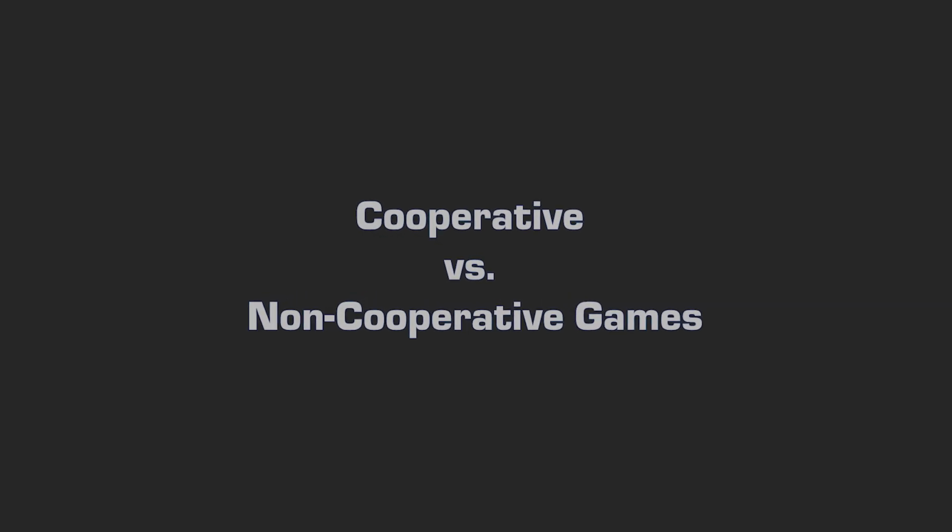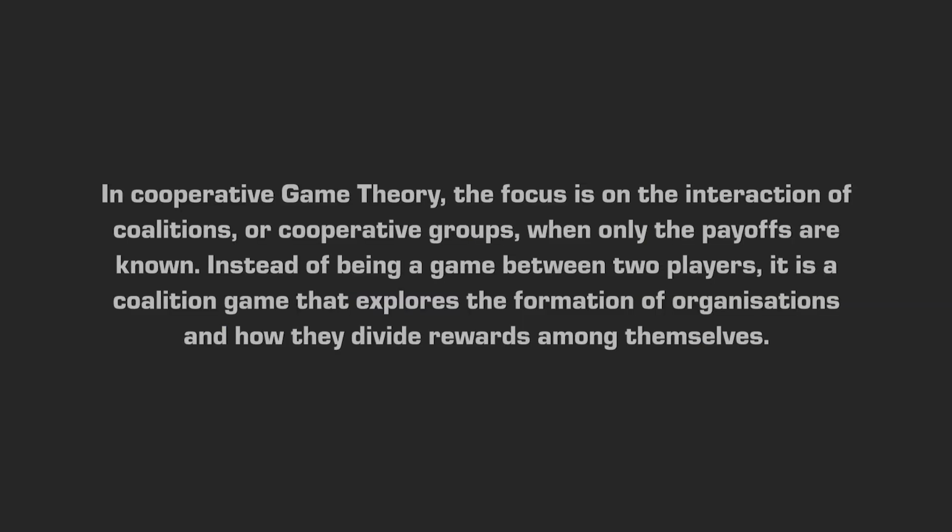Now, we discuss the types of game theories. There are a few categories of game theories that we will be talking of. The first one is cooperative versus non-cooperative games. In cooperative game theory, the focus is on the interaction of coalitions or cooperative groups when only the payoffs are known. Instead of being a game between two players, it is a coalition game that explores the formation of organizations and how they divide the rewards amongst themselves.